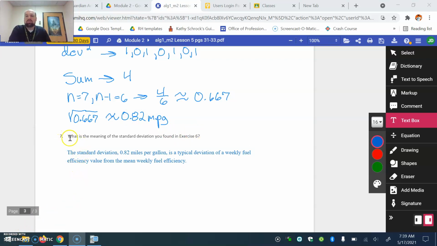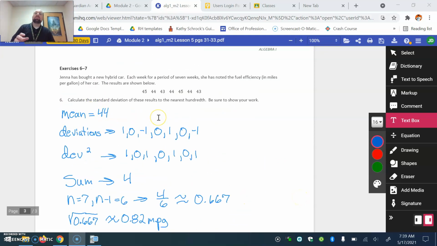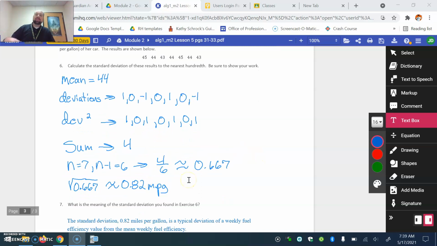So question 7, what is the meaning of the standard deviation you found? The standard deviation, 0.82 miles per gallon, is a typical deviation of weekly fuel efficiency value from the mean weekly fuel efficiency. So if the mean is 44, typically it's 0 or 1 above or 1 below. So I think our value makes sense, 0.82. It's not quite 1 because we have a couple of zeros in there, but we have more ones or negative ones than zeros. So that's a pretty good indicator.